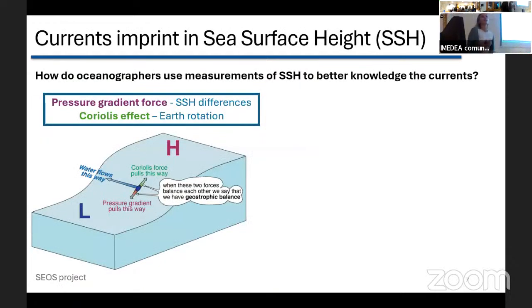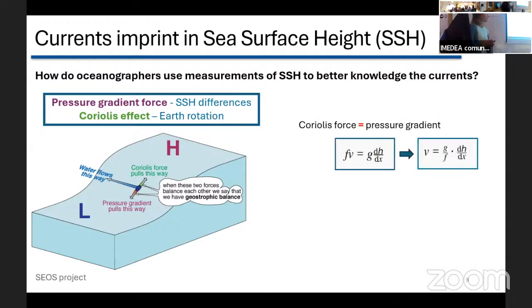So you may wonder how we use all these sea surface height measurements to study or to better understand the ocean currents. You have to keep in mind that in the open ocean, the movement of water is caused mainly by two forces. The first one is the pressure gradient force, due to this difference in sea surface height, and it tends to pull the water from high level to lower level. And then we have the Coriolis effect, which is due to the Earth's rotation, and that pulls the water to the right in the northern hemisphere and to the left in the southern hemisphere.